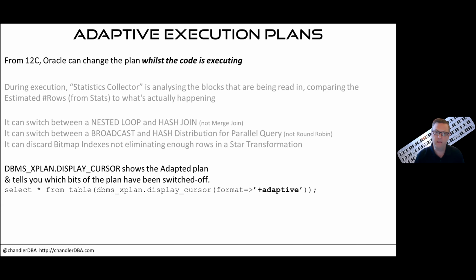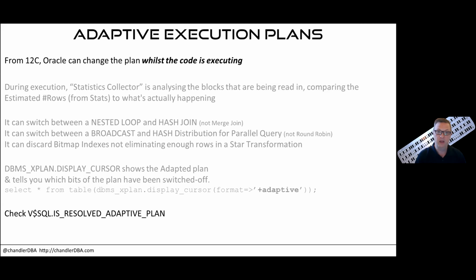And when you're looking at your explain plans, you can tell which bits of the plan are being switched off by adding the format plus adaptive. And it will actually show you where it originally thought the plan was going to be and what the plan is now. And there's a v$SQL.IS_RESOLVED_ADAPTIVE_PLAN column to tell you whether it actually did any adapting of the execution whilst it was going.